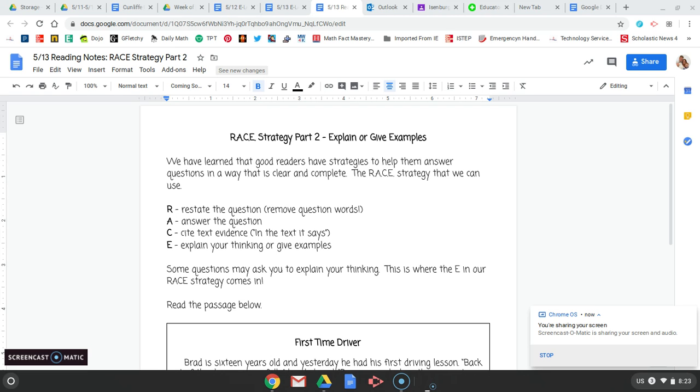Okay, Eisenberg kids, this is your reading lesson for Wednesday, May 13th. And today we're going to finish up understanding the race strategy. So we started with this yesterday, but we only did the first 3 steps in the race strategy. And so we're going to add in that last step today.